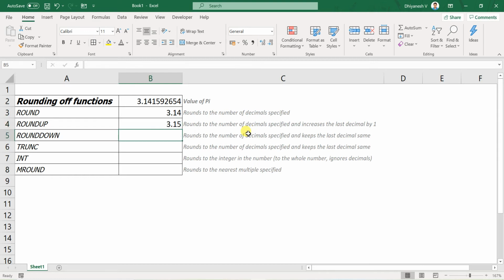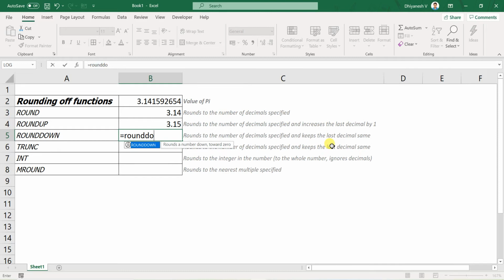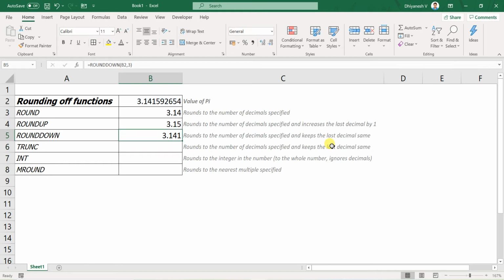That's it. And then the round down function again rounds the number to the decimal specified and keeps the last decimal as such. It won't change even if the next number is greater than or equal to 5. It does not care about that. So round down, comma 3 would be a nice example because the fourth decimal is 5. So you see only 3.141. In the normal round function you will see 3.142, but the round down function keeps the number as such, so 3.141. This is the use of the round down function.